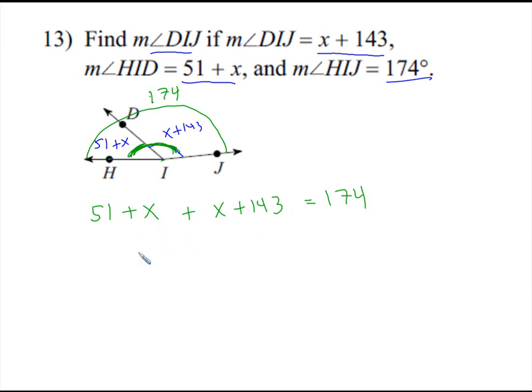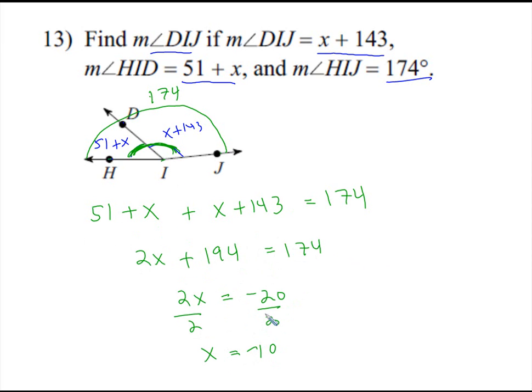Let's simplify on the left side. So 2x plus 194 is going to equal 174, minus 194 on both sides. So 2x is going to equal -20. And when we divide by 2, we get x would be -10.